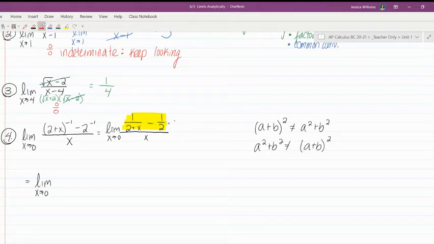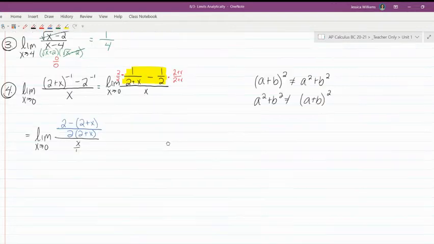This guy's going to get multiplied by 2 plus x over 2 plus x. This guy's going to get multiplied by 2 over 2. And now I have a mess on top of 2 minus, don't lose the negative, 2 plus x, all over 2 times 2 plus x. And then it's still just over x. I'm going to put an over 1 so that you can see your complex fraction there. Then everything happens really quickly. Things are gonna clean so fast.